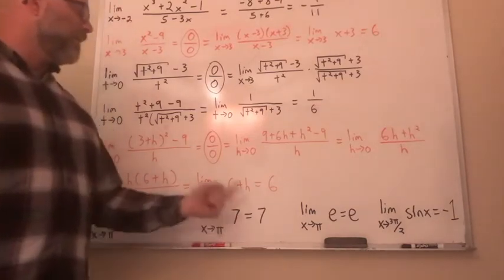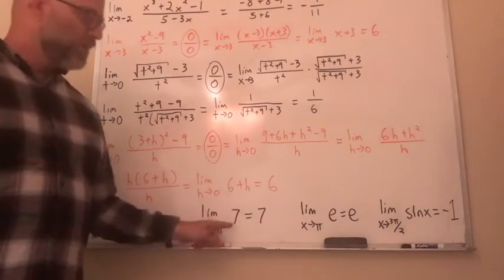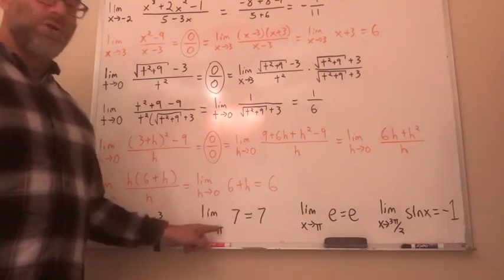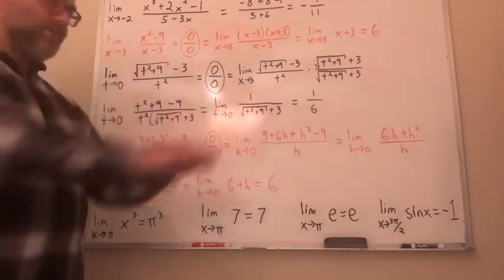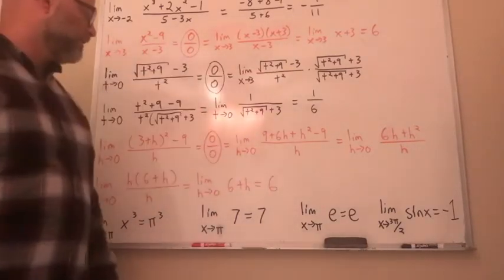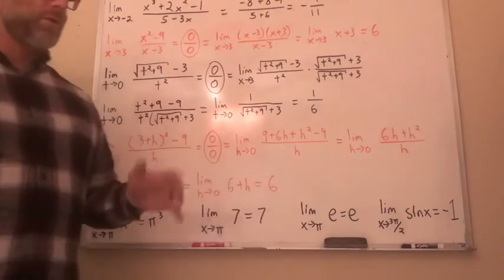How about this? The limit as x approaches pi of 7. Remember, this is a constant linear function. No matter what we have x approaching, x can approach pi from both directions. 7 is going to remain 7 with a slope of 0, constant linear function. So as x approaches pi, 7 approaches 7. Don't want you to forget that.